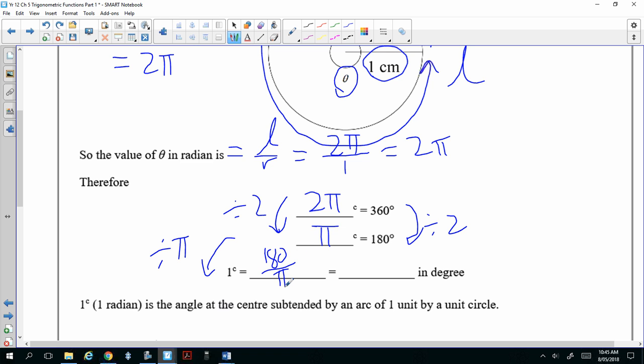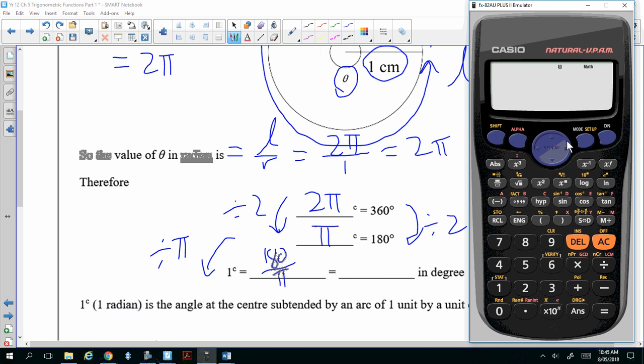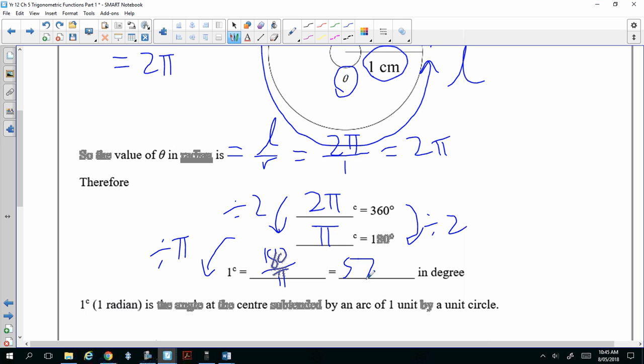What's 180 over pi? We can work this out on a calculator. Now I could find out how big 1 radian is. One radian is actually pretty big, because 180 divided by pi equals 57 degrees and 18 minutes, approximately. That's how big 1 radian is. It's very big. 57 degrees, that's 1 radian. Now you need to remember this. Maybe not 57 degrees, but 180 over pi is 1 radian.